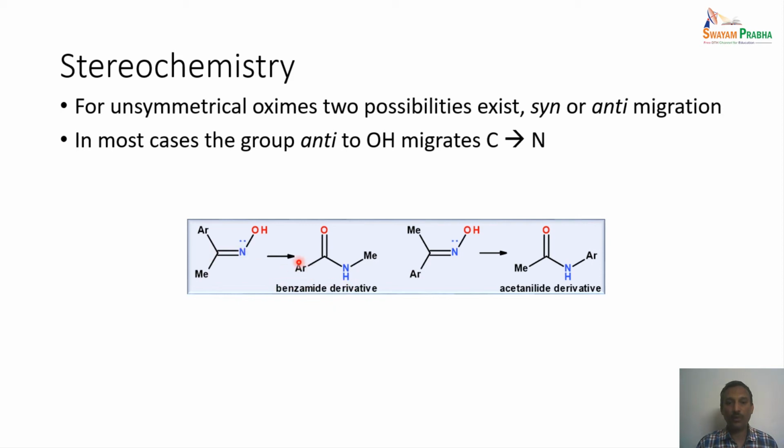So this is the aromatic unit, ArCONHR prime. This is the benzamide derivative. If you break the molecule here, we end up with a benzoic acid. So this is the benzamide derivative.